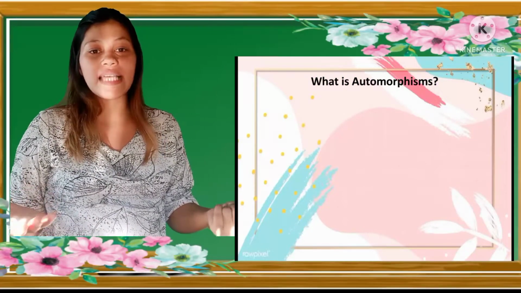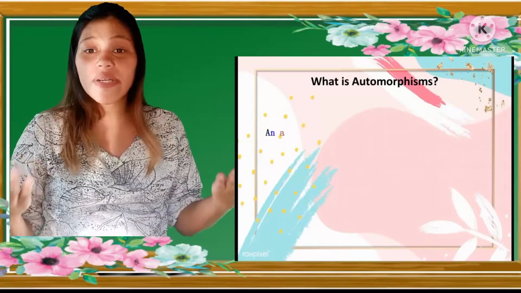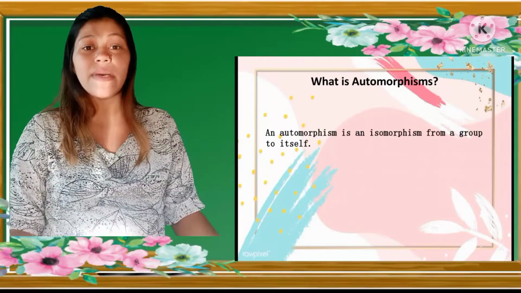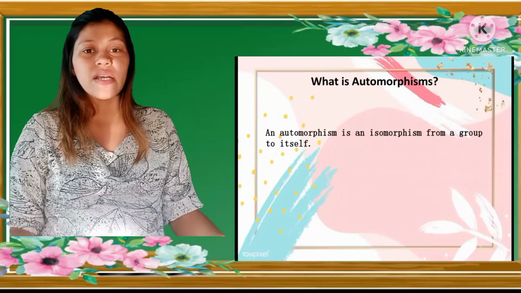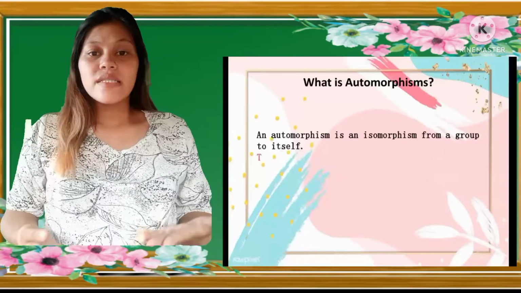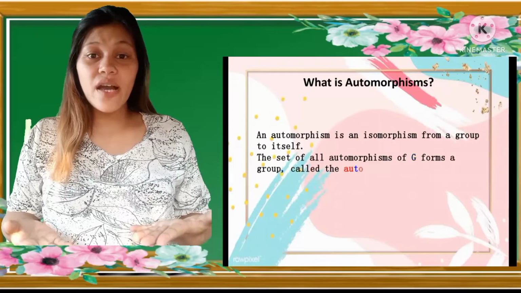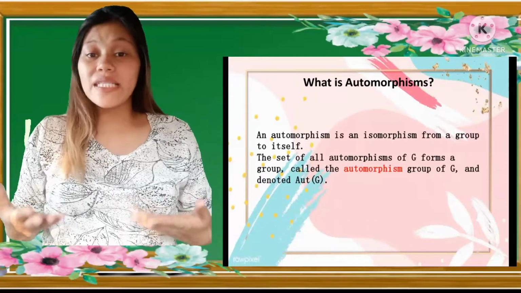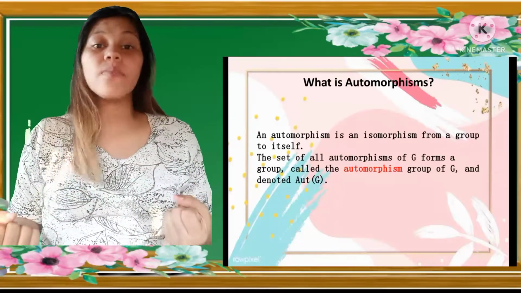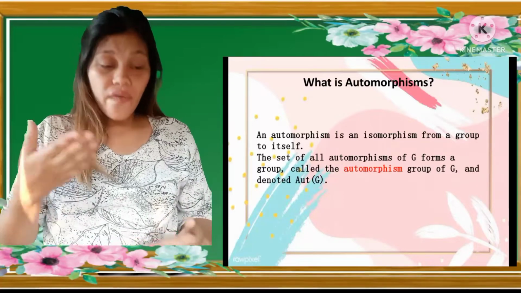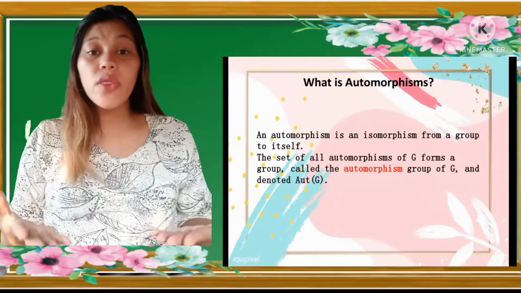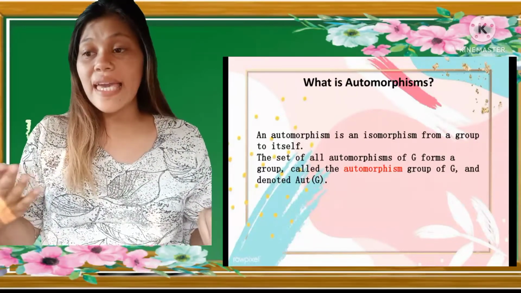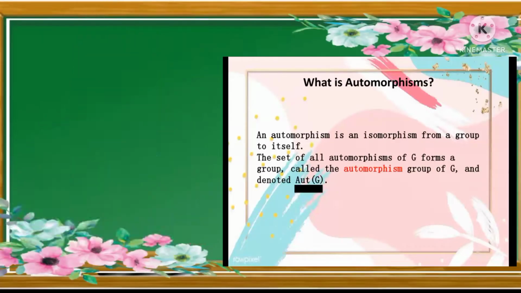So, auto means self. An automorphism is a structure-preserving map from a group to itself. Formally, we say an automorphism is an isomorphism from a group to itself. Since the domain and codomain of an automorphism are the same, we can compose automorphisms, and it turns out that the set of all automorphisms of a group G forms a group. This is called the automorphism group of G, and we can denote it like this: Aut(G).